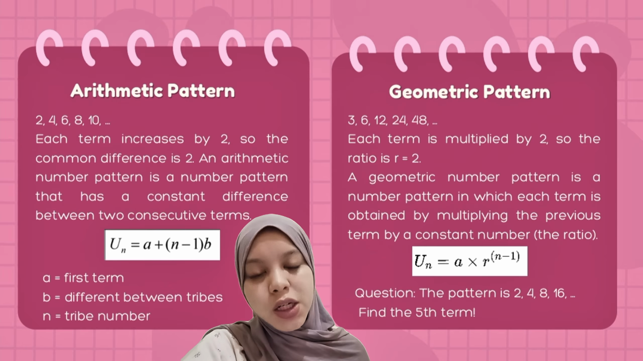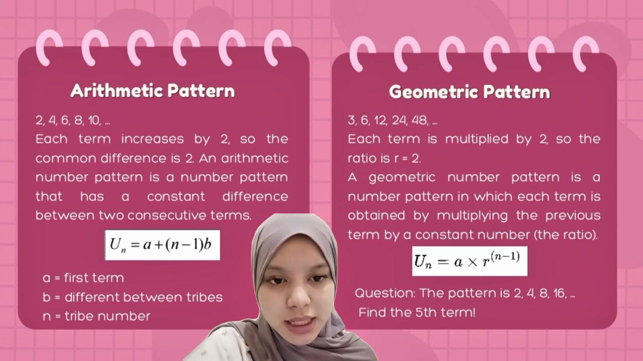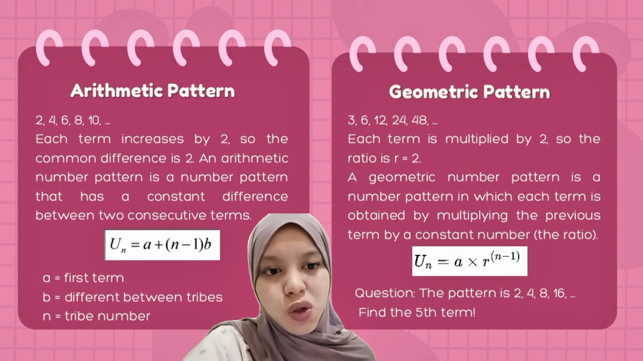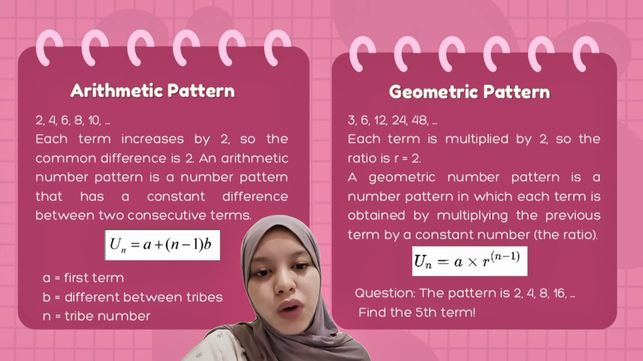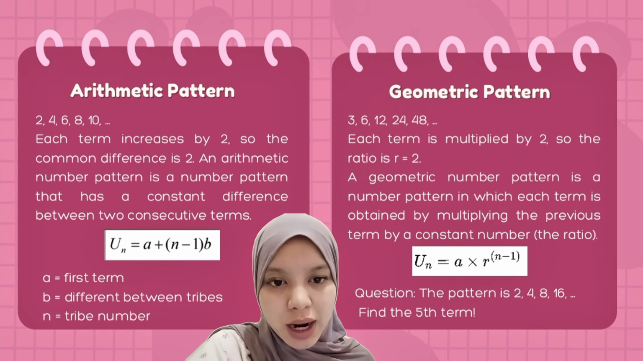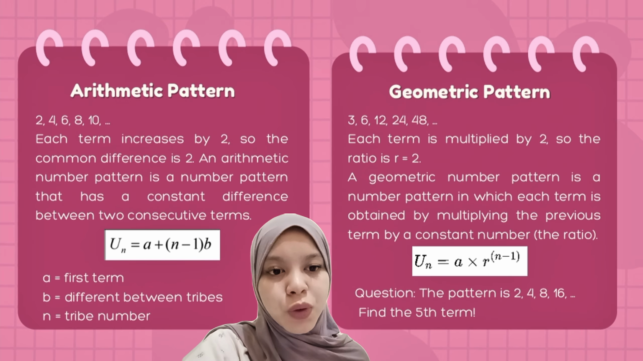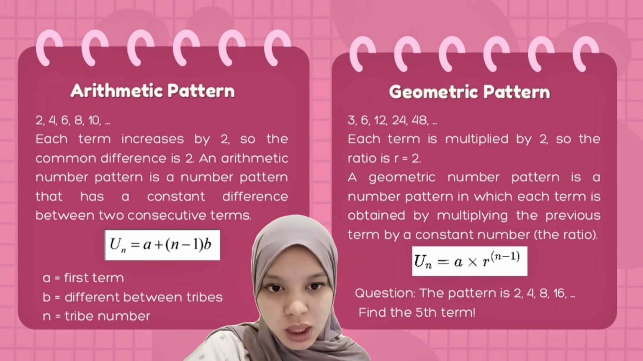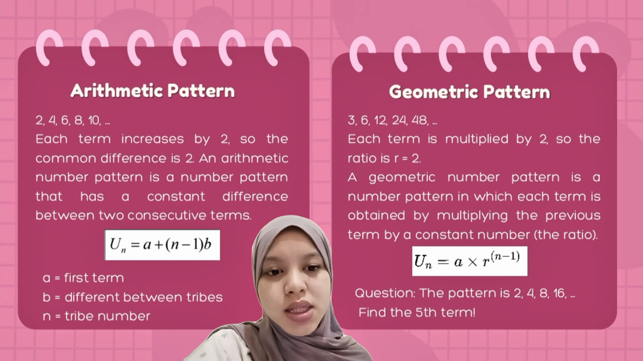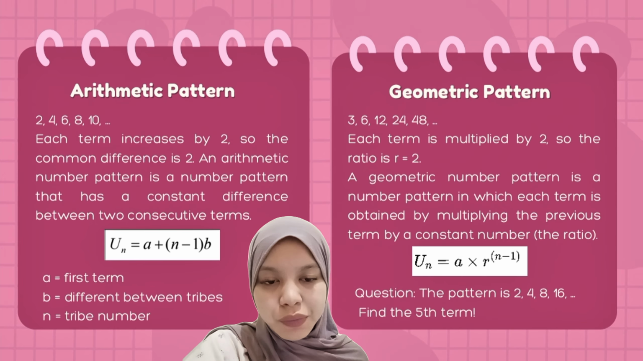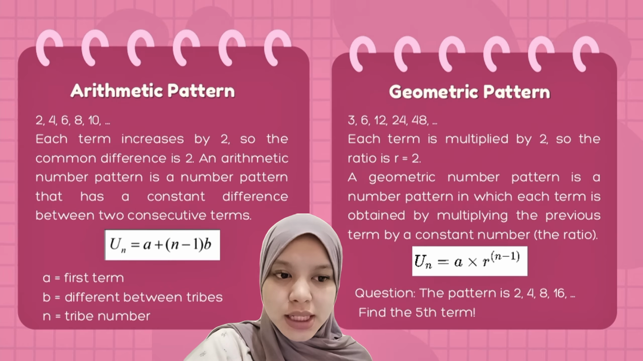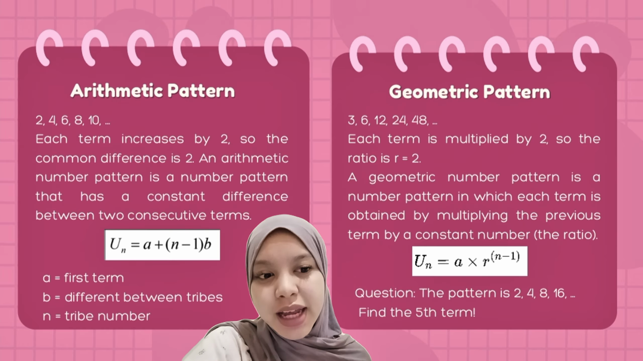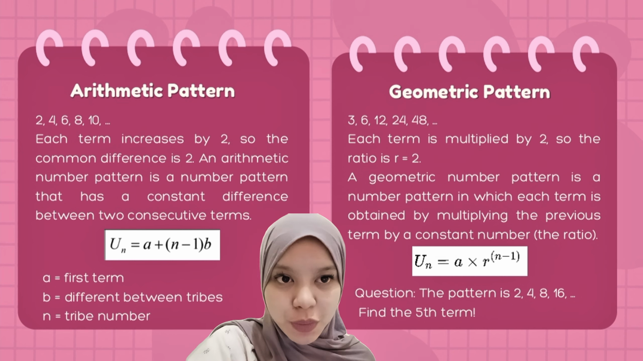Given the number pattern 2, 4, 8, 16, and so on, determine the fifth term. In this pattern, the first term is 2 and the ratio is 2. To find the fifth term, we say u sub 5 equals 2 times 2 to the power of 4. This is 2 times 16 equals 32. Therefore, the fifth term of the geometric pattern is 32. By using the formula, students can easily determine any term in a geometric pattern.